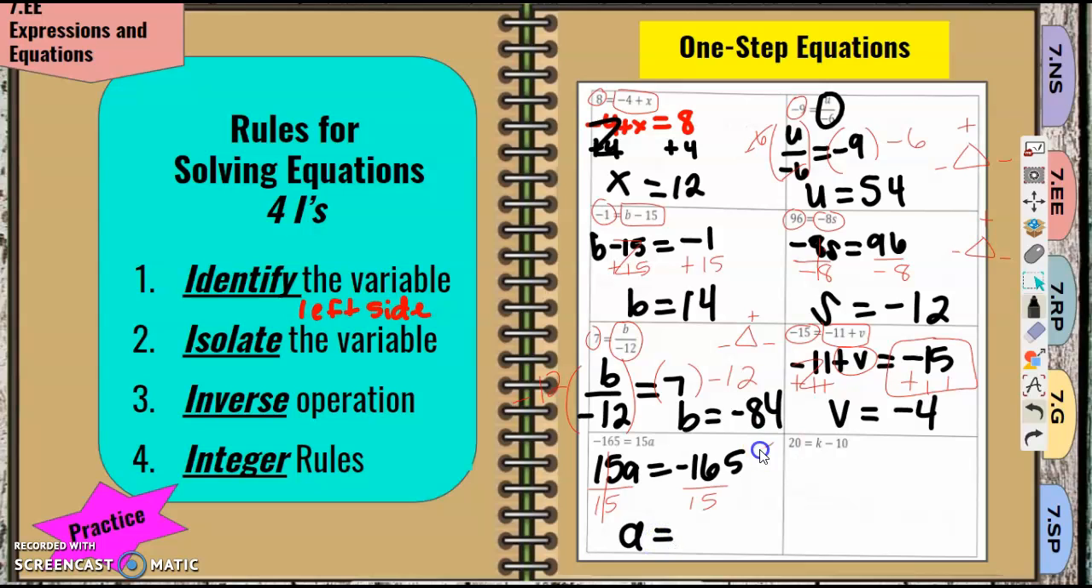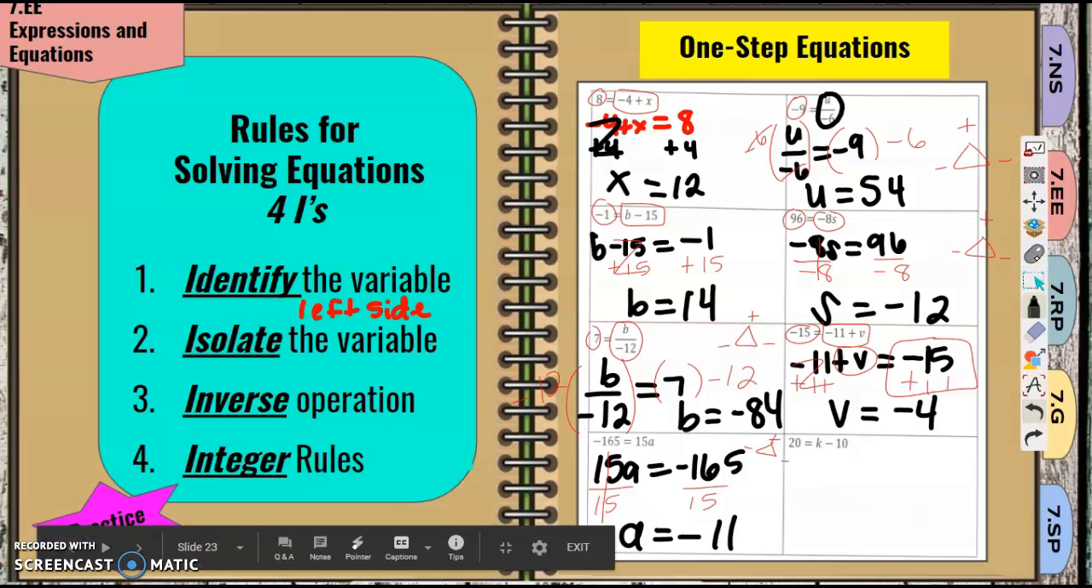A negative divided by a positive is a negative, so I know my answer is negative. 165 divided by 15 is 11. So my answer is a equals negative 11.